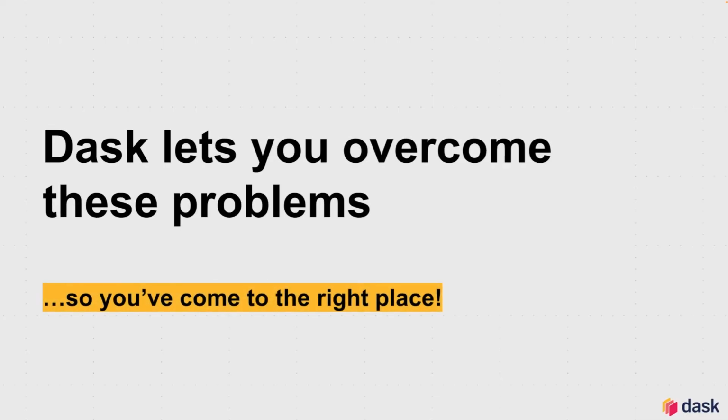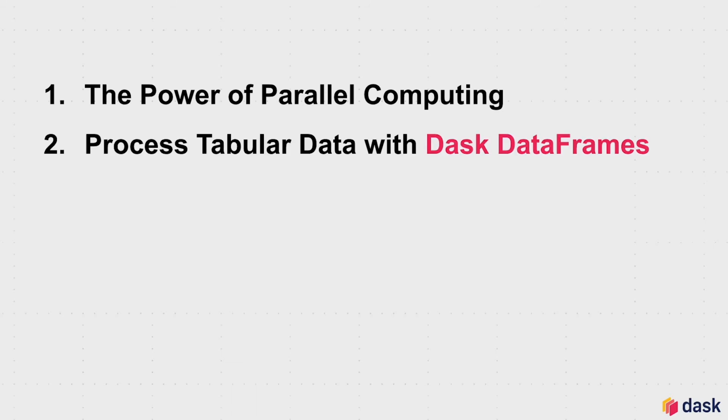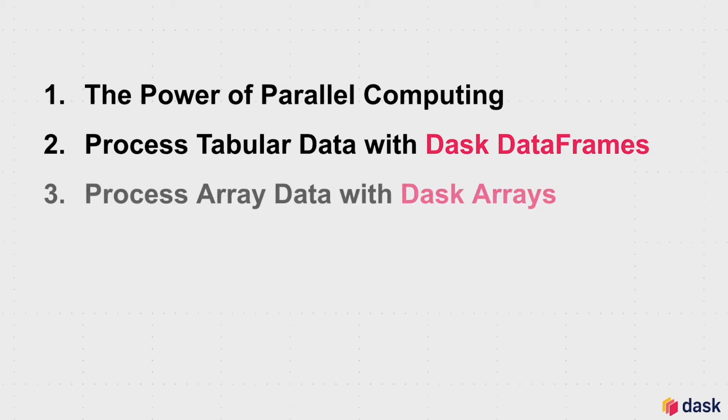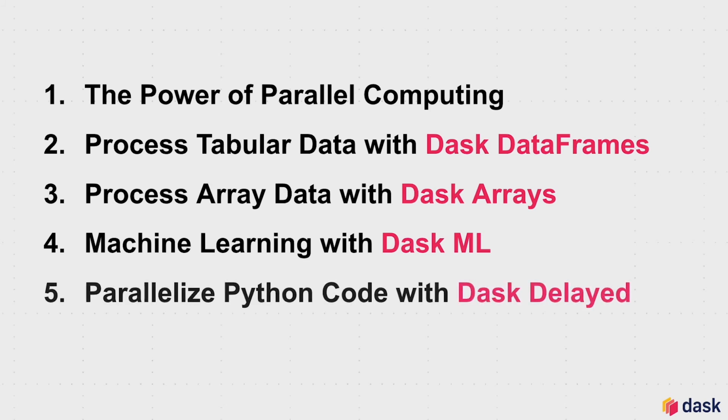This course is divided into 5 modules. In Module 1, we'll talk about the power of parallel computing in general and give an overview of what Dask is. Module 2 dives into how to process tabular data with Dask data frames. Module 3 covers how to process array data with Dask arrays. In Module 4, we'll dive into machine learning with Dask ML, and we'll finish off with Module 5, in which you'll learn how to parallelize Python code with Dask delayed.